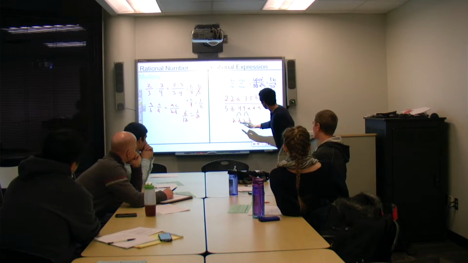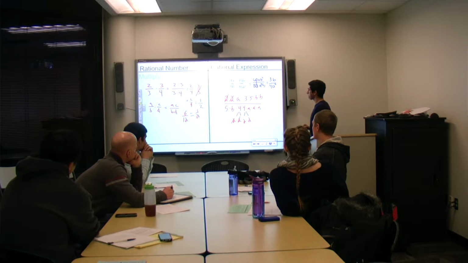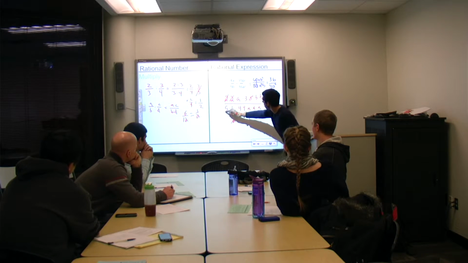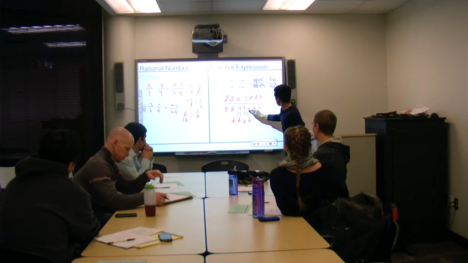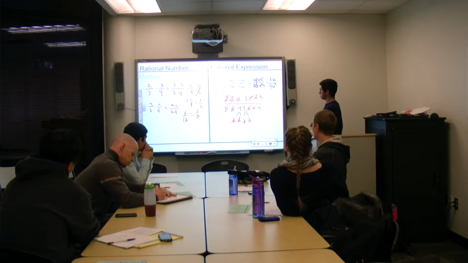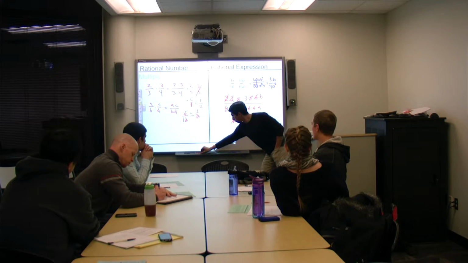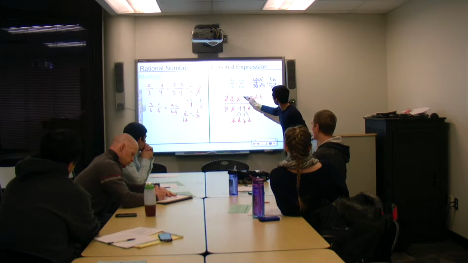So I see a 2 here, I see a 2 here, get those guys out of there. I see a 2 here, I see a 2 here, let's get that guy out of there. I see a 5 and a 5. I see a B and a B, A and A. So if I see what's left, I have a 3 on the numerator and a B, 3B.